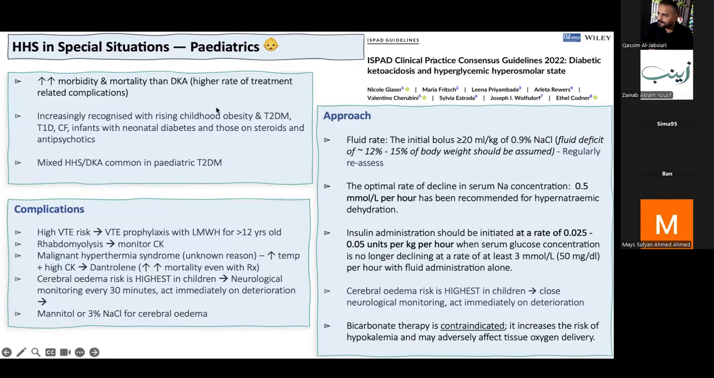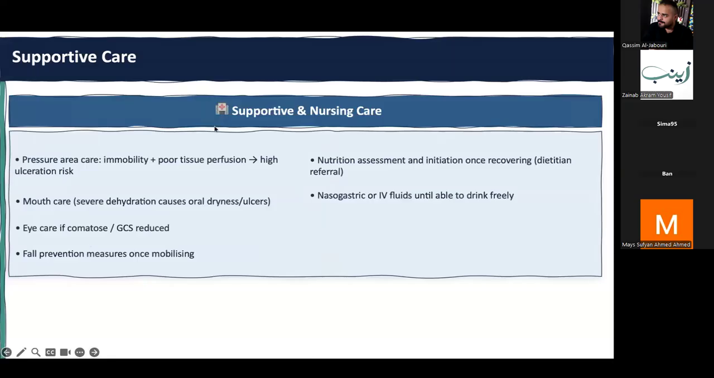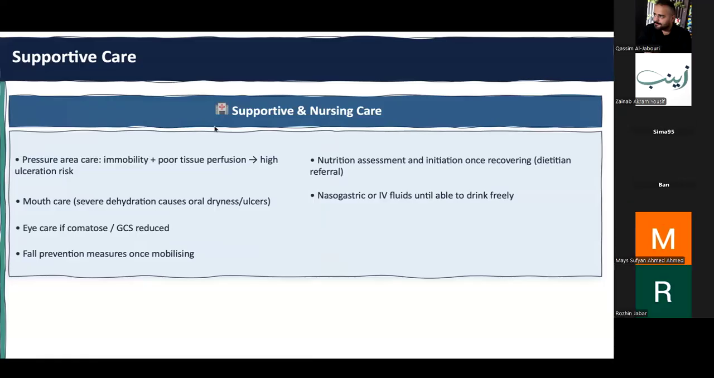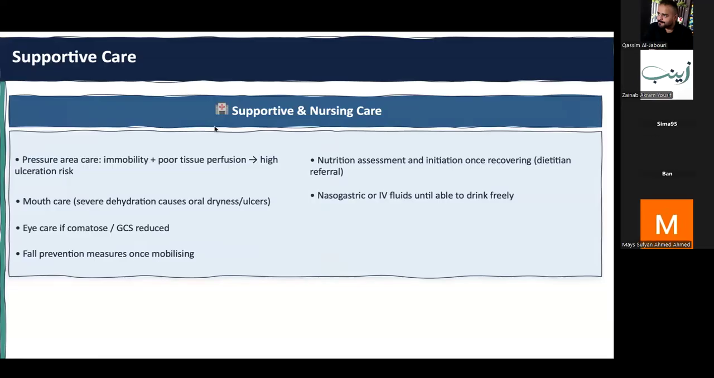Okay. So just before we go to the cases, these are the things that we already mentioned: when you manage HHS, you need to ensure you check or inspect the pressure areas, because those patients tend to be immobile, they have poor tissue perfusion, and they have a background of diabetes, and their diabetes is likely poorly controlled. So there is a risk of peripheral vascular disease as well as neuropathy, which puts them at higher risk of ulceration. Given dehydration and possibly a background of dementia, mouth care is essential to avoid dryness and mouth ulcers.